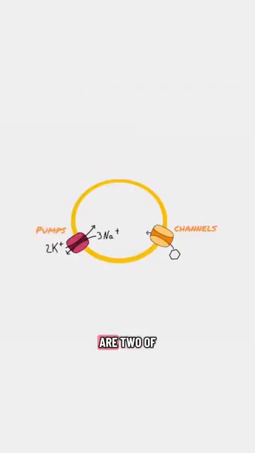Pumps and channels are two of the main ways that we move molecules in and out of a cell. Pumps are always active transport, and active transport always means that molecules are moving against their concentration gradients.